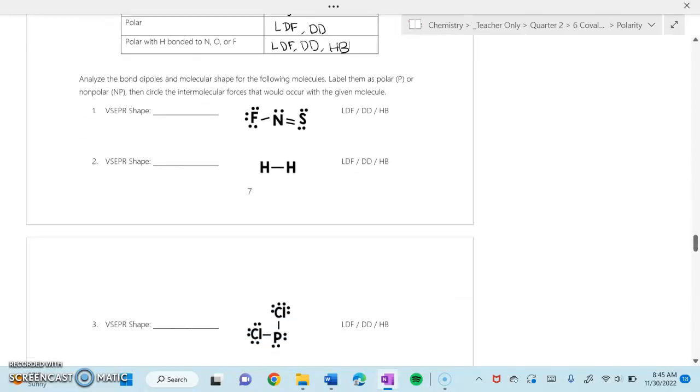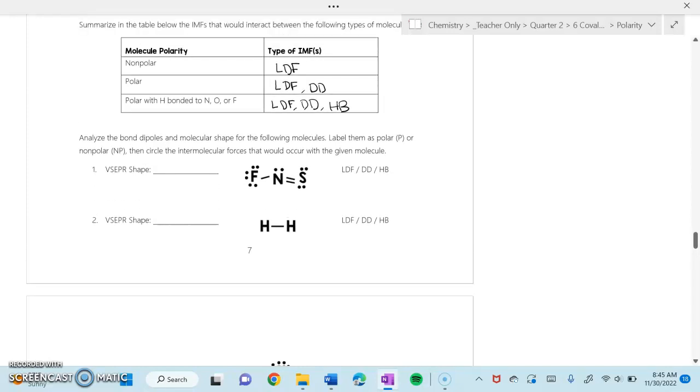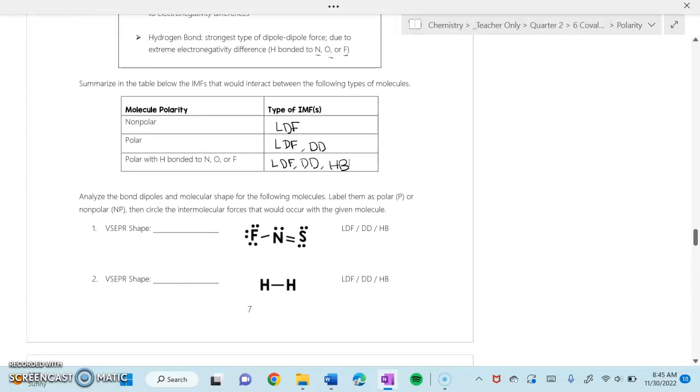For each of these examples, you are going to analyze the molecule for polarity the same way that we did in the examples earlier in the week. So you will find its shape and bond dipoles using electronegativity, and then use those to figure out, is this polar or nonpolar? Then from there, you have one more step using our table to assign which intermolecular forces are present. So let's do a couple of these together just to get you started. Analyze the bond dipoles and molecular shape for the molecules, label them as polar or nonpolar, then circle the intermolecular forces that would occur with the given molecule.